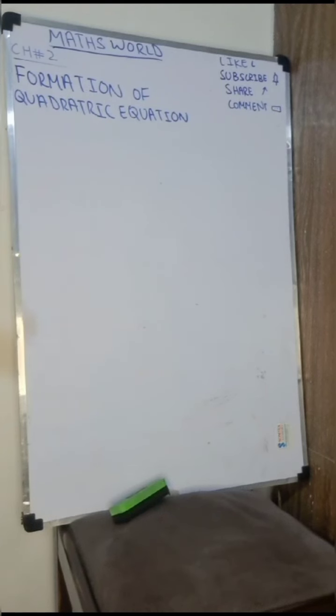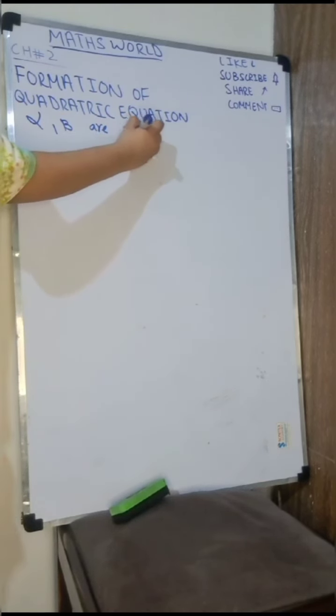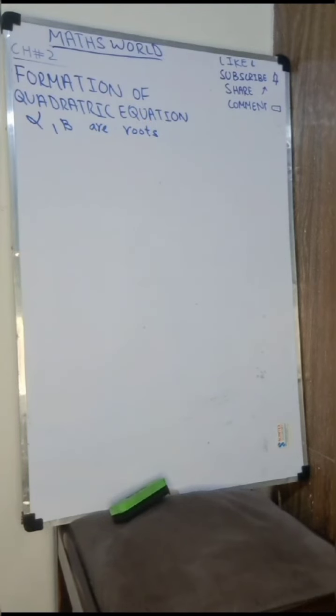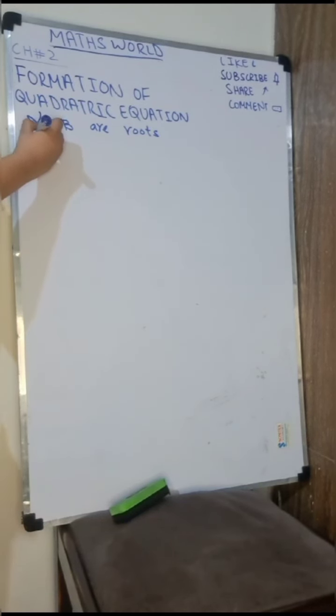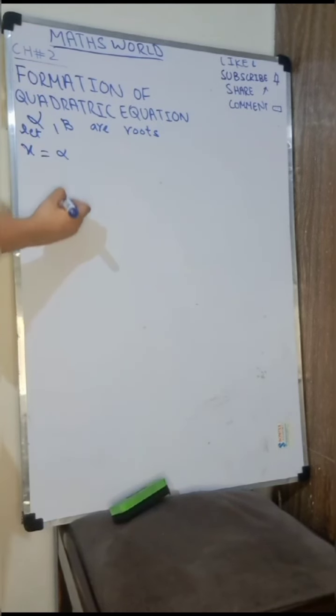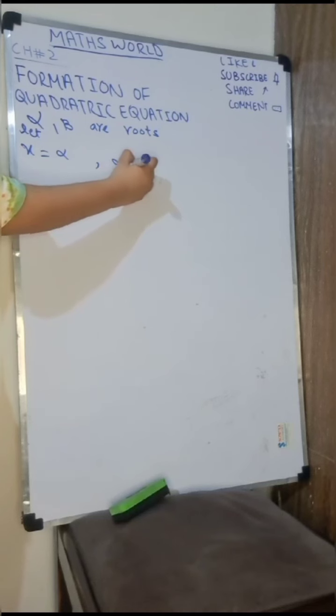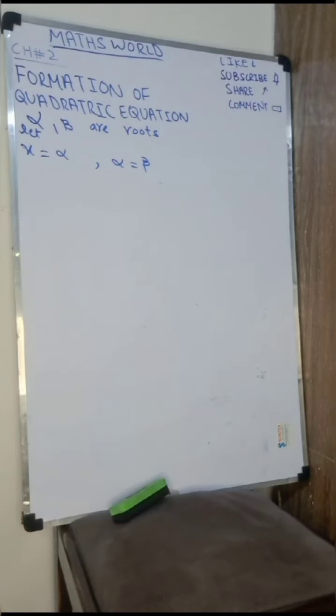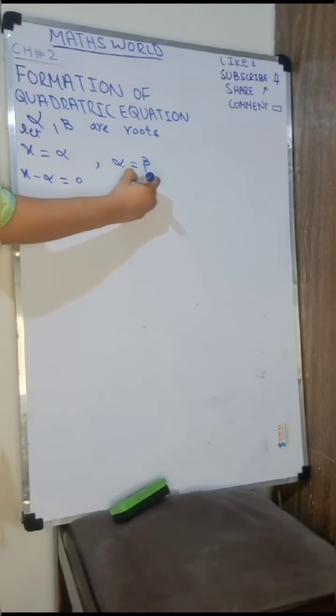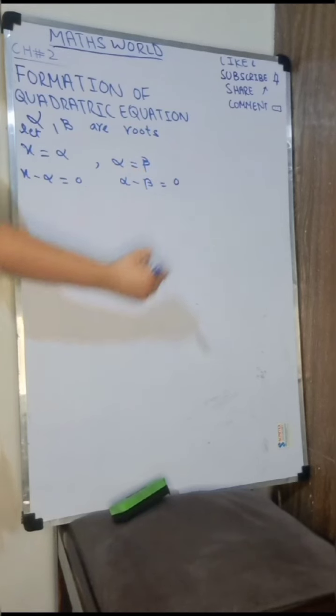Formation of quadratic equation. We know that alpha and beta are roots. These are our roots of quadratic equation. So now what you will do, you will let x is equal to alpha and x is equal to beta. You write x minus alpha is equal to 0 and x minus beta is equal to 0.